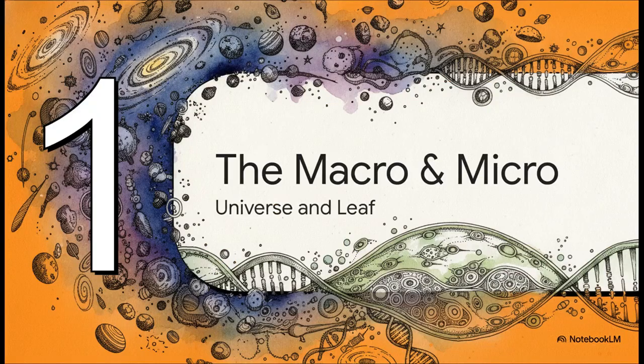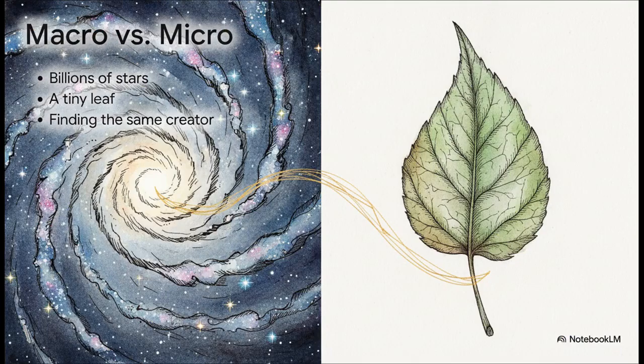So, Section 1, the universe and a single leaf. When we try to wrap our heads around the entire universe all at once, it's exhausting. Trying to picture the whole cosmos, all the moving parts, the galaxies, the sheer infinite space of it all, it's honestly just way too big for our human brains to hold on to. It perfectly captures that tension between the macro and the micro.